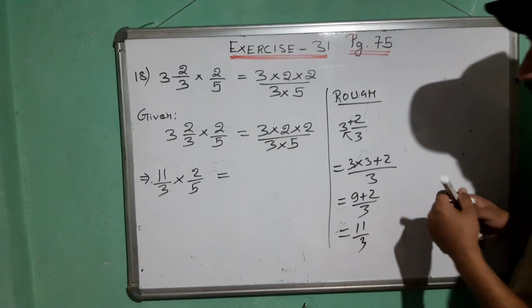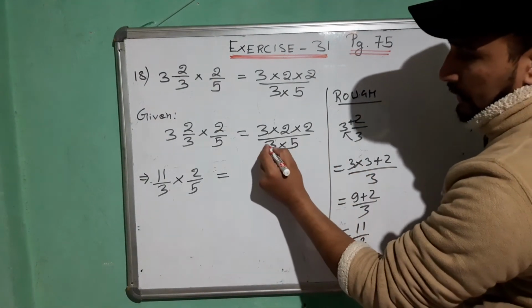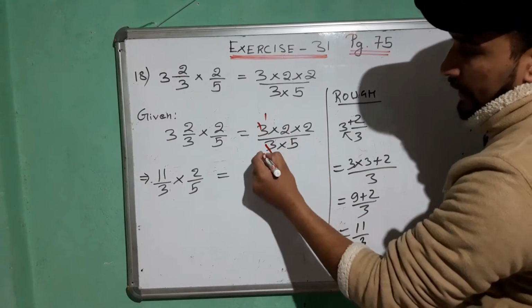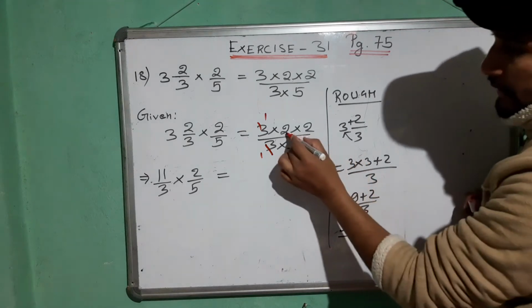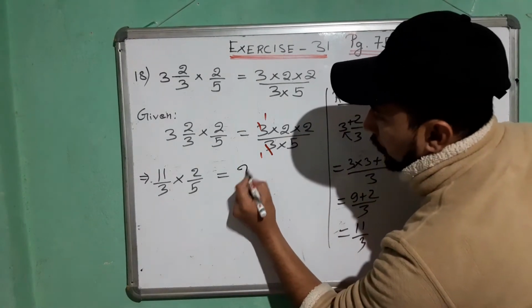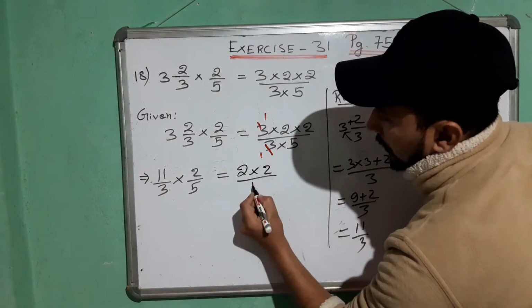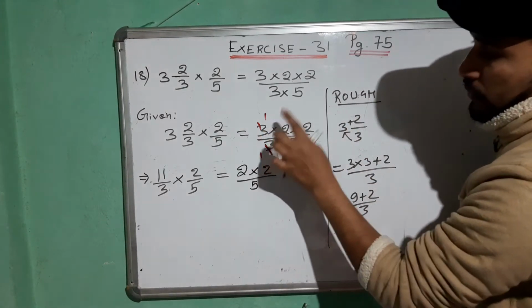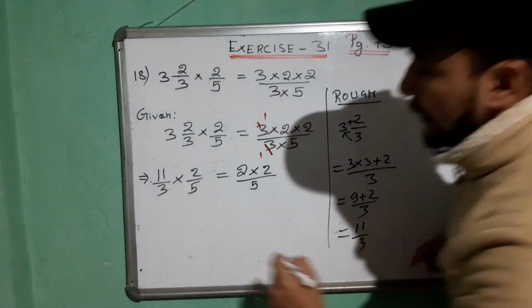in the right hand side you can cancel this. See this 3 and 3, you can cancel one time. Okay, and this you cannot cancel. You are left with 2 into 2 divided by 5. So no need to write this 1. 1 into 2 will be 1 only, so no need to write that 1.